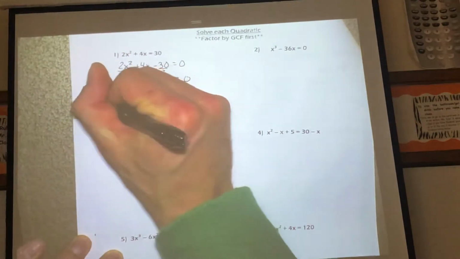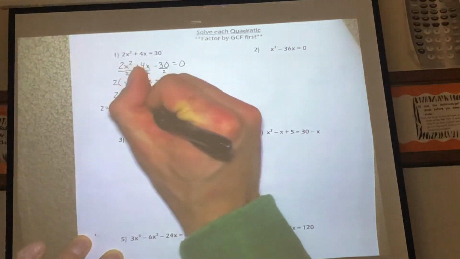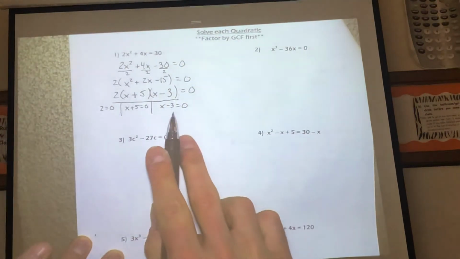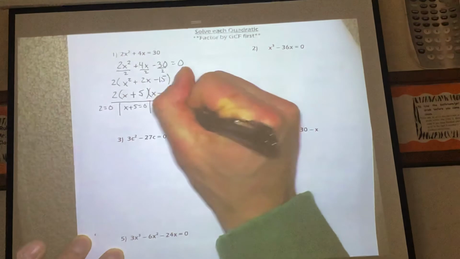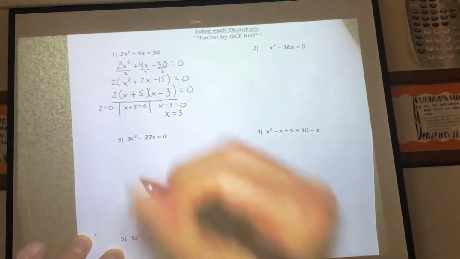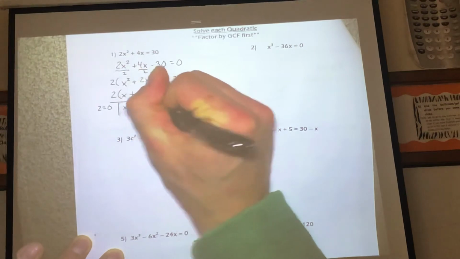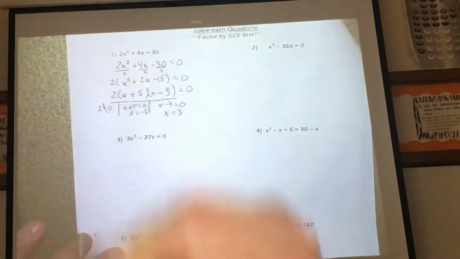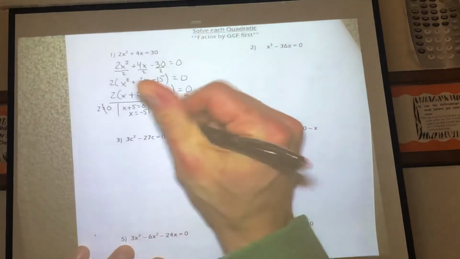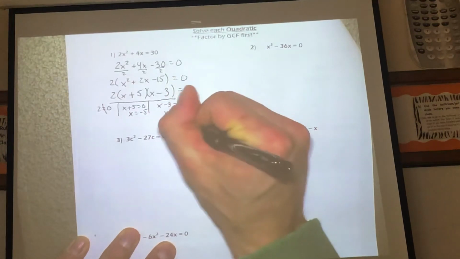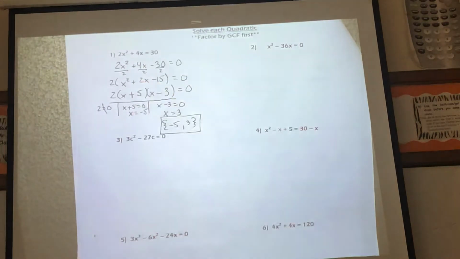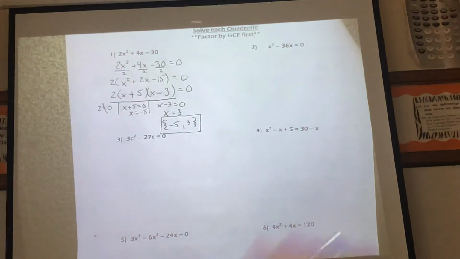So I have setting each factor equal to 0. This one is easy. We add 3. Get x equal to 3. Here we subtract 5. X equal to negative 5. Here, 2 can never equal 0. So the only thing we do is we cross the equal sign out, and we're done with that term. My 2 roots, or zeros, would be negative 5 and 3. Okay? Now, I'm going to take a look at number 2.